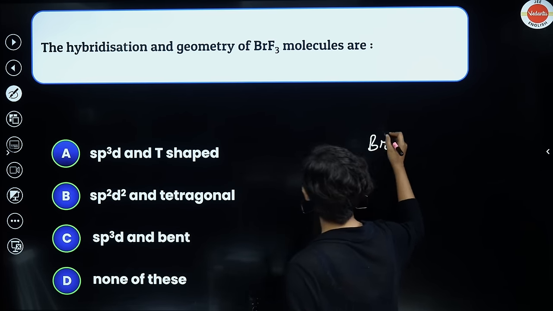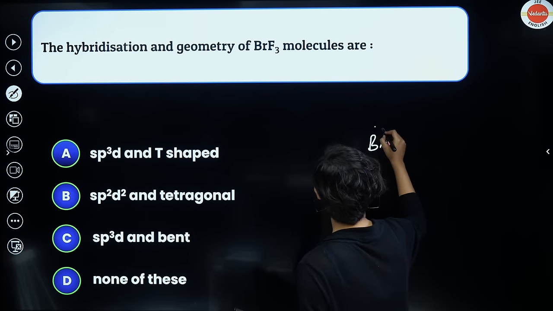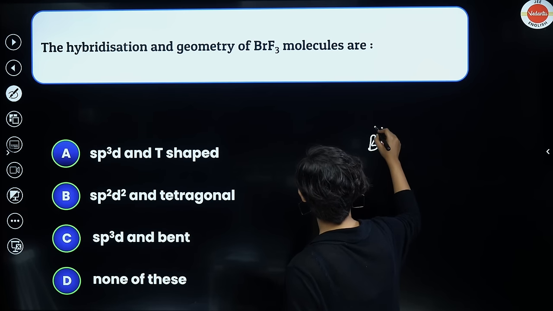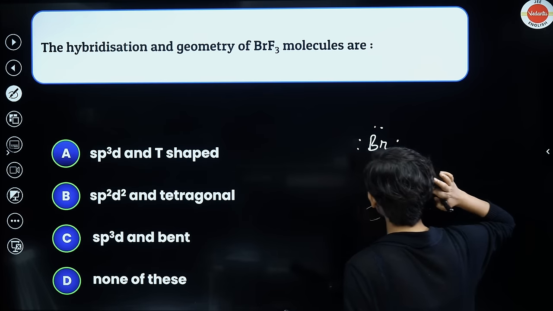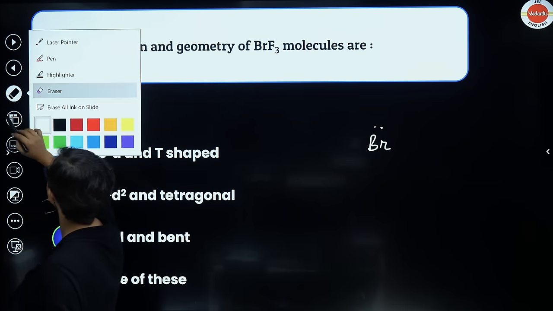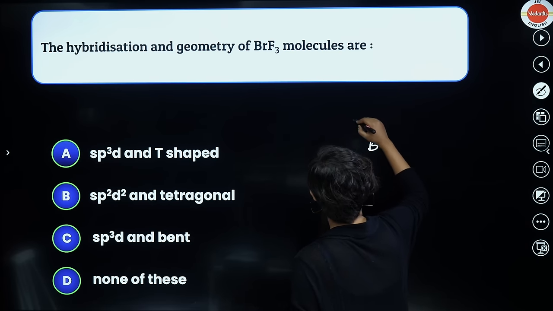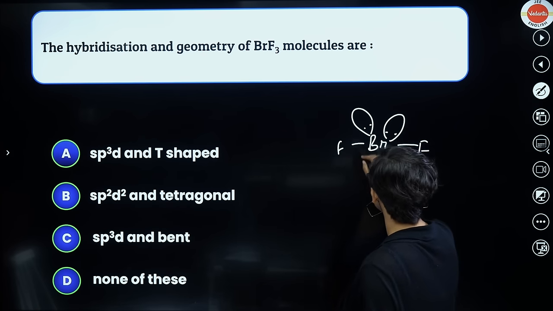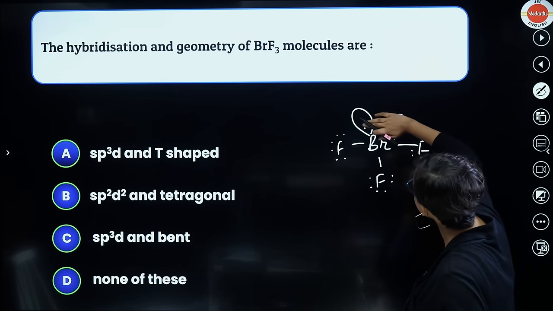Br, bromine and fluorine, both of them are in the same group as chlorine, so that means there are 7 electrons. So 1, 2, 3, 4, 5, 6 and 7, right? Yes. So if there are 7 electrons, that means there will be 1 lone pair here, then F, and then F. So 1, 2, 3, 4, 5, 6, 7, right? And the fluorines each have 1, 2, 3, 4, 5, 6. Done? Everything clear?